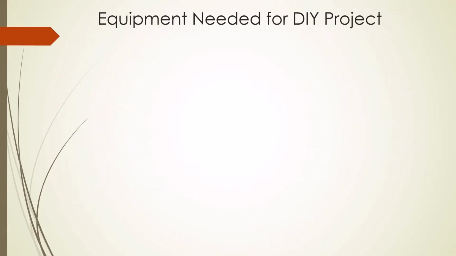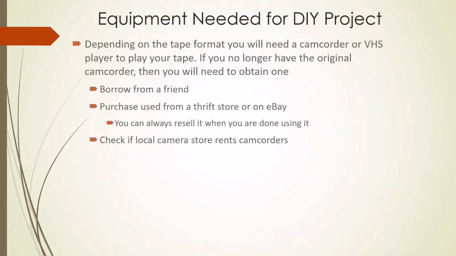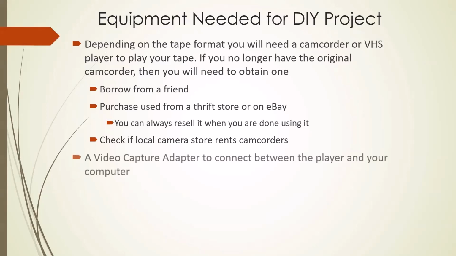Now, if you're going to make it a do-it-yourself project, this is the equipment that you're going to need. Depending on the tape format, you will need either a camcorder or a VHS player to play your tape. If you no longer have the original camcorder, then you'll need to obtain one. Maybe you're lucky and you can borrow one from a friend. If not, you can purchase one used from a thrift store or on eBay. And the good news is once you're all done with your project and it's still working, you can always resell it. And then another thing to do is to check if a local camera store may rent camcorders.